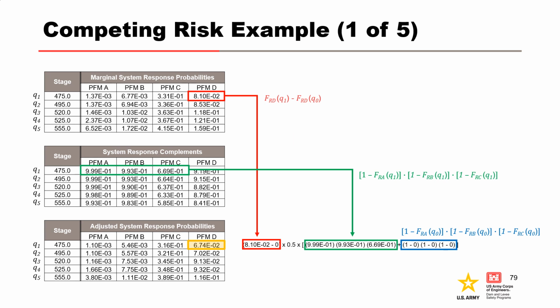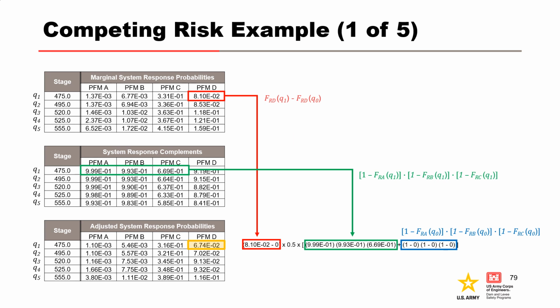Next, we are going to calculate the survival function for both Q1 and Q0 and add them together. At Q1, the survival function is equal to the complement of the system response of A times the complement of the system response of B times the complement of the system response of C, as shown in the green box. At Q0, the system response for A, B, and C are all equal to 0, and the survival function is 1 minus 0 times 1 minus 0 times 1 minus 0, as shown in the blue box.